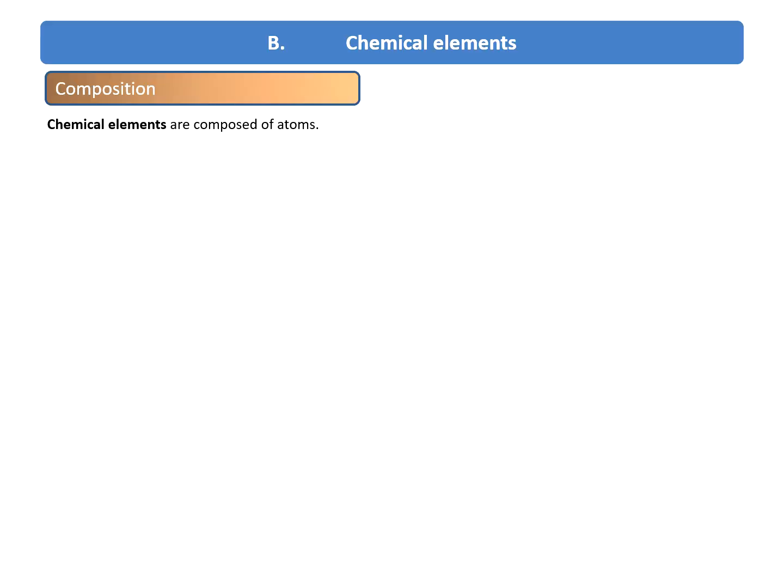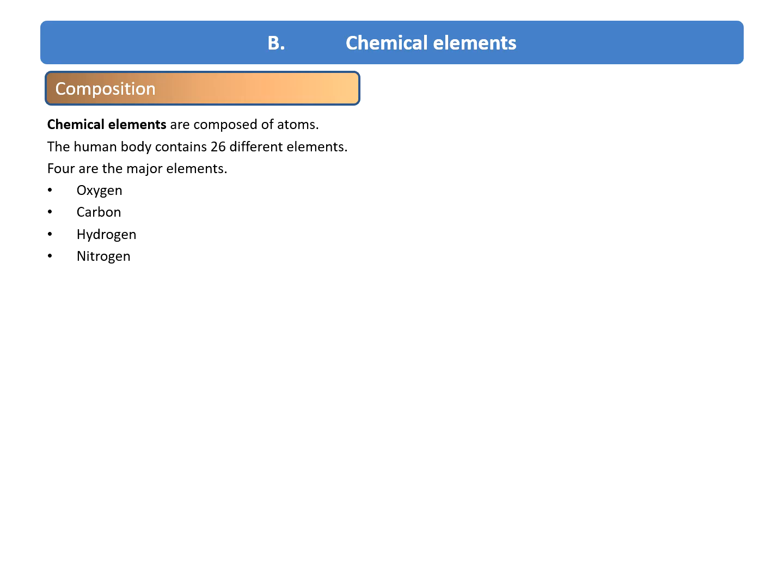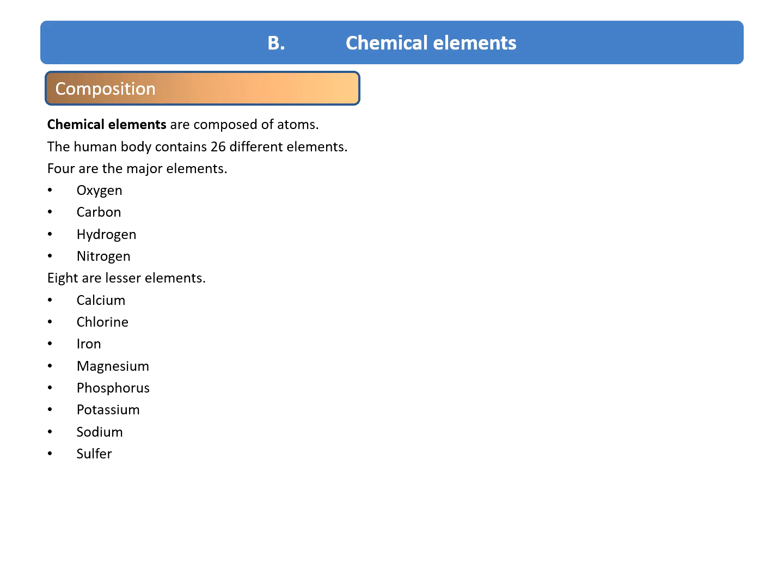Now let's look at the chemical elements. Chemical elements are composed of atoms. The human body contains roughly 26 different elements. 4 of them are the major elements: oxygen, carbon, hydrogen, and nitrogen. 8 of them are lesser elements. You can see them in the list. And 14 are trace elements.